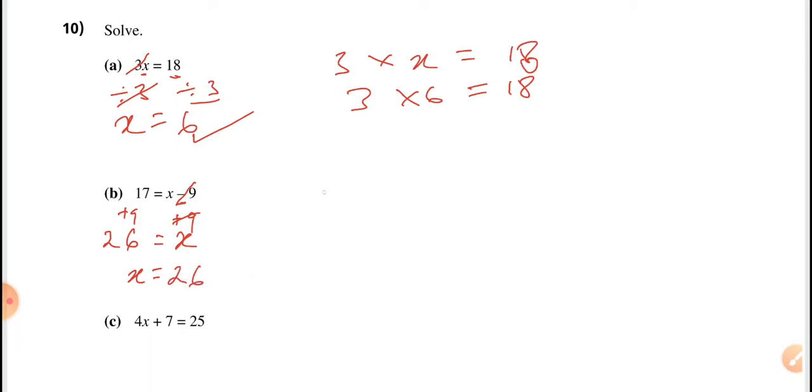So let's check by substitution. The question started off as 17 is equal to x minus 9. So we have 17 equals, and for x, now I'm going to put 26. 26 take away 9. Is 26 take away 9 equal to 17? Yes, it is. So we are correct.